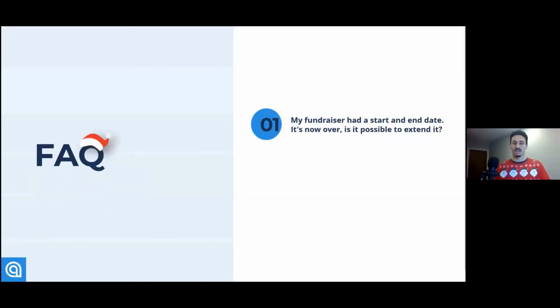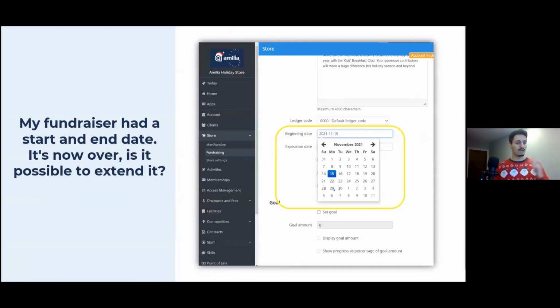Question number 1. My fundraiser had a start and end date. It's now over. Is it possible to extend it? So Mackenzie touched on this a little during the Q&A. Yep, all you need to do is navigate to your fundraiser, and you can simply change the expiration date to whichever date you want it to be. And once it's saved, that modification will take effect and the expiration date will be moved to whatever you adjusted it to.